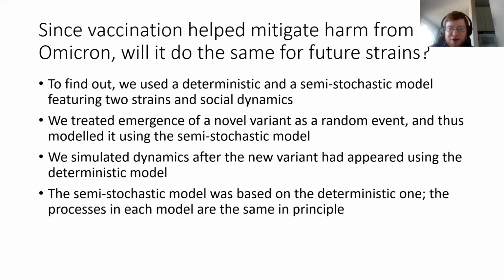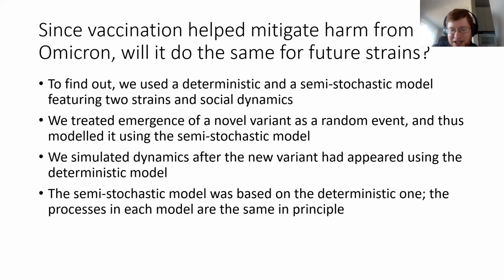For the semi-stochastic model, we did simulations related to how likely it was for a new variant to emerge. We ran it many times, so we'd run it 100 times under different conditions and find out how many of those 100 times the new variant emerges, right? But after it does, we would switch to the deterministic one, and then calculate things like how many people get infected and how many people die, or mostly how many people get infected over the course of the outbreak.